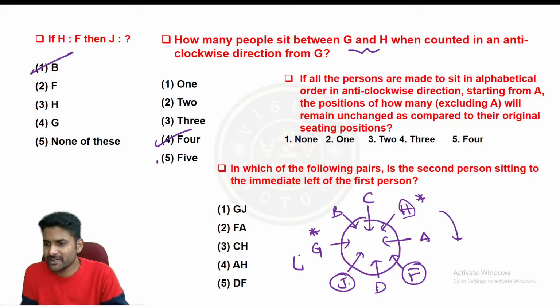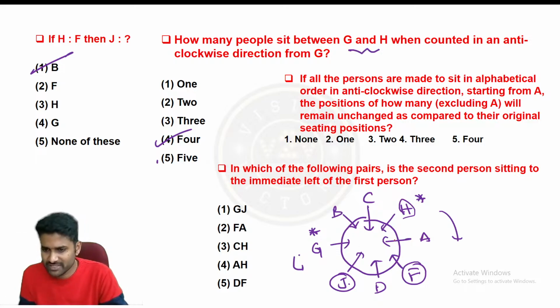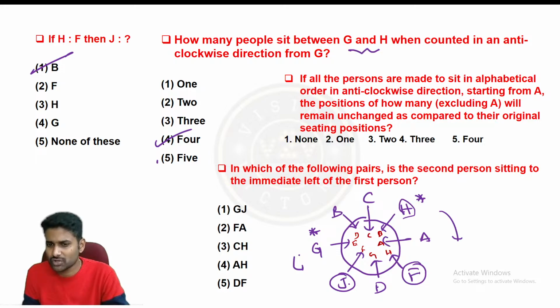Now, if all the persons are made to sit in alphabetical order in an anti-clockwise direction starting from A: B, C, D, E, F, G, H, and this is A. Now we exclude A. Which positions remain unchanged as compared to the original seating position? C is unchanged. The rest are all changed, guys. Only one position is unchanged. So, answer 1.